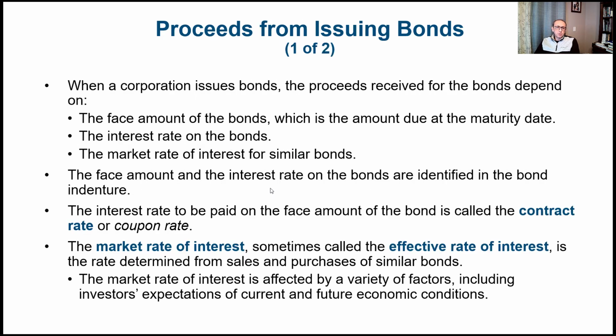When a corporation issues bonds, the proceeds received for the bond depend on three elements, or three factors. This is where we're talking about the proceeds, or the cash received from issuing the bond. The main component is the face amount, which is the amount due at the maturity date, also called the principal. The second is the interest rate on the bonds, how much it's paying in interest. And the third factor, which might be a little bit deceiving here, is the market rate.